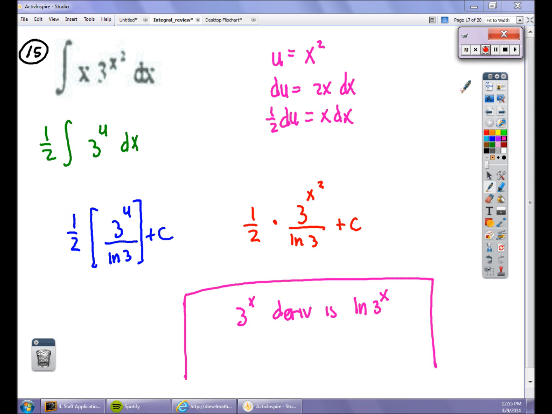So let me just write that down. If I gave you 3 to the x and asked for the derivative, it's the ln of the base times the function. So when I'm asking you for the integral, I'm going to keep it 3 to the u, but now instead of multiplying by that ln of 3, I divide by it.